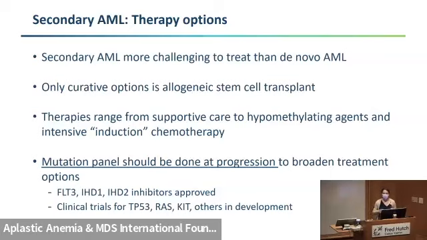Secondary AML, which is AML that arises typically out of MDS or MPN, is more challenging to treat than de novo AML. And again, for MDS, the only curative therapy is allogeneic stem cell transplant. And therapies range from supportive care to hypomethylating agents and induction chemo, also for MDS. So really, it's pretty similar for MPNs and MDS who transform. The difference in MDS is you don't have the big spleen and constitutional symptoms. And again, for MDS, mutation panel should be done at progression to broaden treatment options.